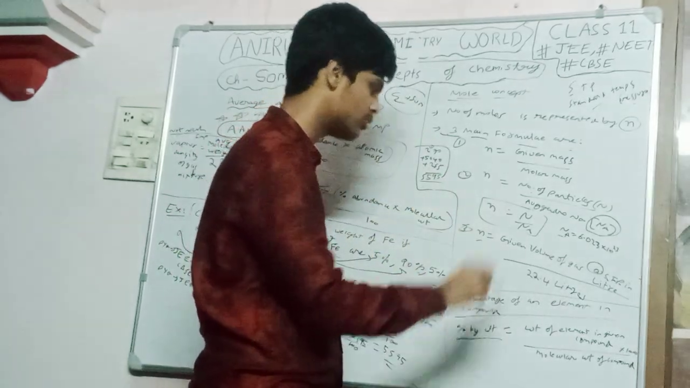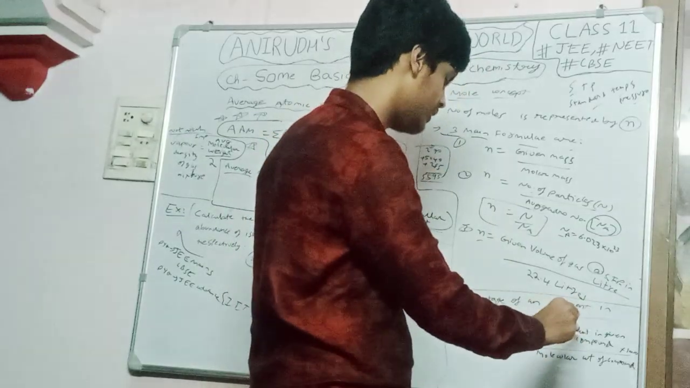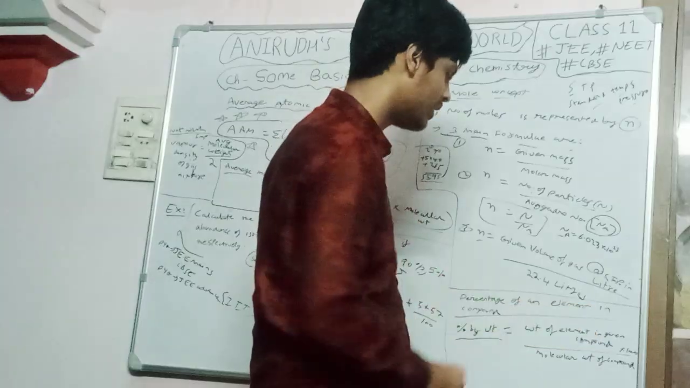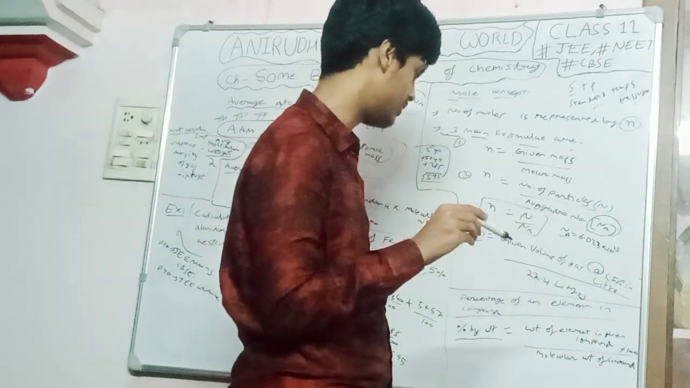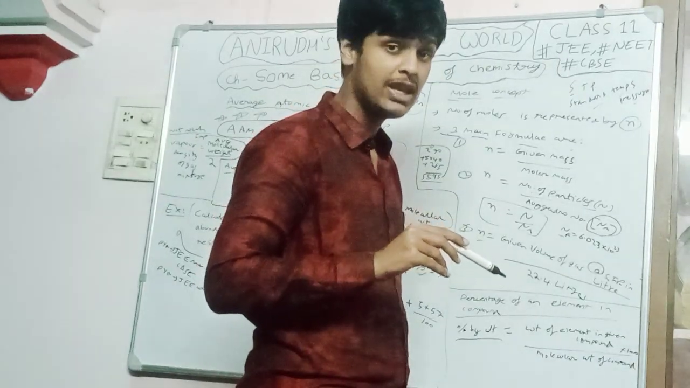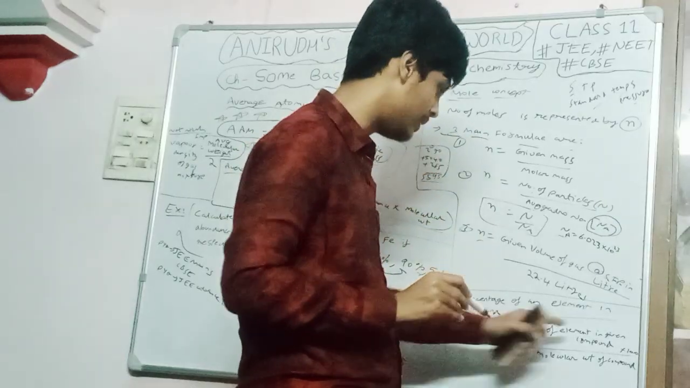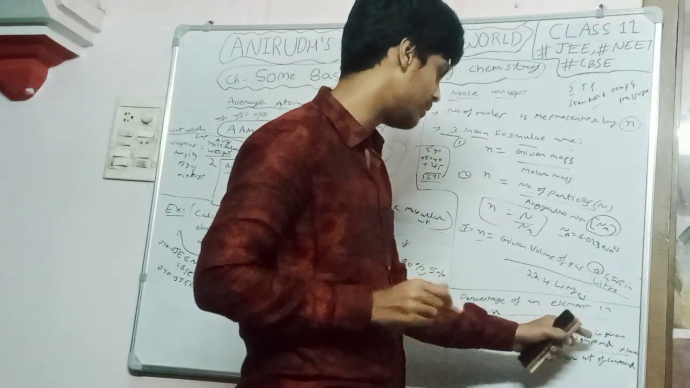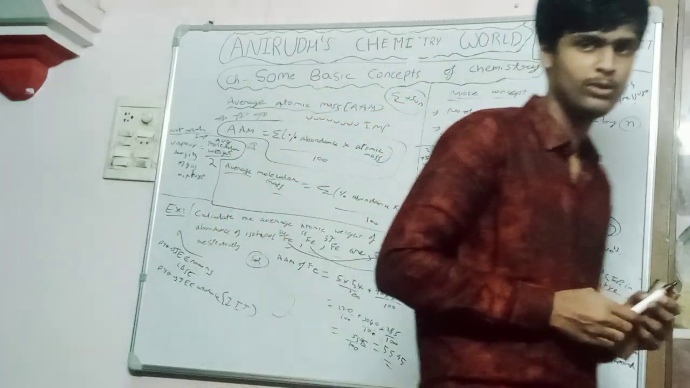Percentage by weight is equal to weight of the element in the given compound by molecular weight of the compound, into 100. You are getting my point. The percentage of an element in the compound is percentage by weight is equal to mass of the element in the given compound by molecular weight of the compound into 100. You just note down this.